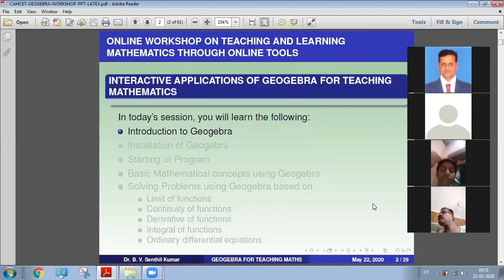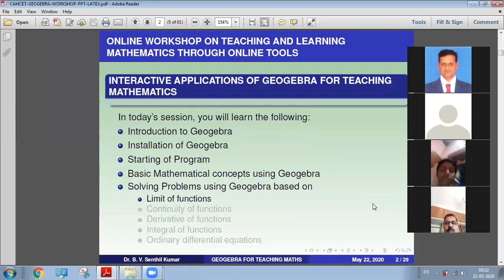In today's session, we are going to discuss interactive applications of GeoGebra for teaching mathematics. You will learn the following in today's session: introduction to GeoGebra, installation of GeoGebra, starting of the program, basic mathematical concepts using GeoGebra, solving problems using GeoGebra based on limit of functions, continuity of functions, derivative of functions, integral of functions, ordinary differential equations.